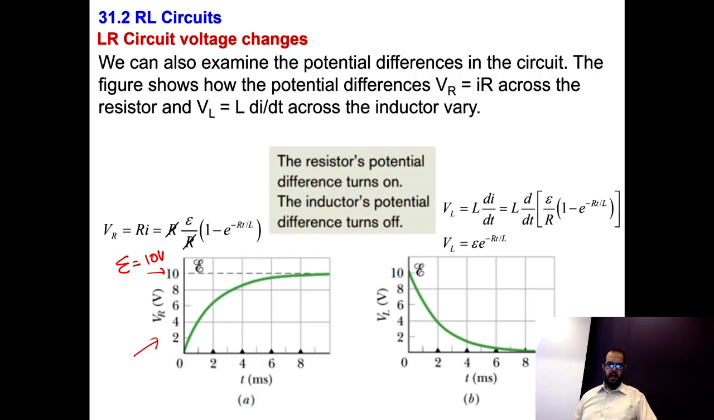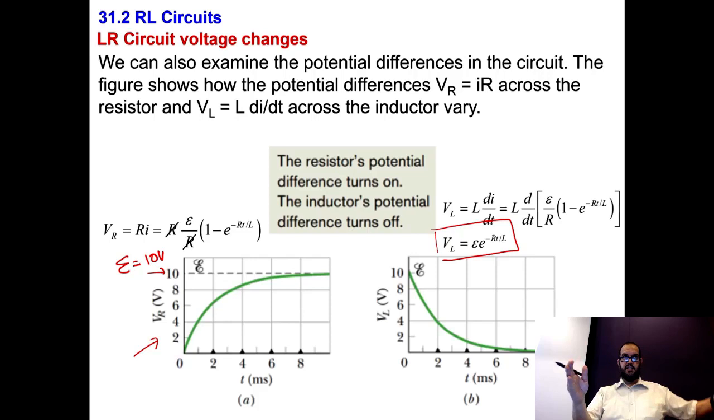If you determine the voltage across the inductor, it's L di/dt, so when you take the derivative of the current, you get this expression for the voltage across the inductor. So it's an exponential decay. While the voltage across the resistor is rising exponentially, the voltage across the inductor is decaying exponentially.